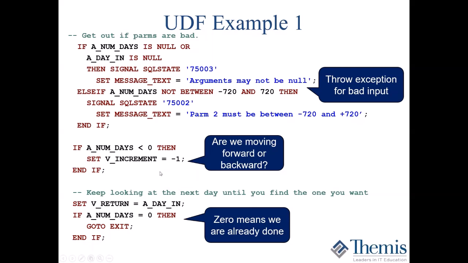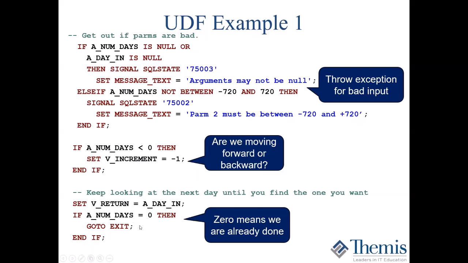All right. This v increment is what I'm going to add to the date every time I want to check the next one. So if you're subtracting days, I'm going to move backwards. If you look at v increment, it defaults to a +1. If you give me a negative number, I'm going to start subtracting rather than adding. Okay. And then one last thing to check.